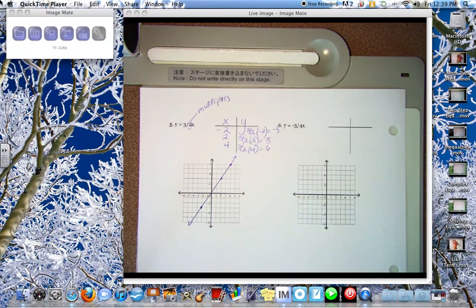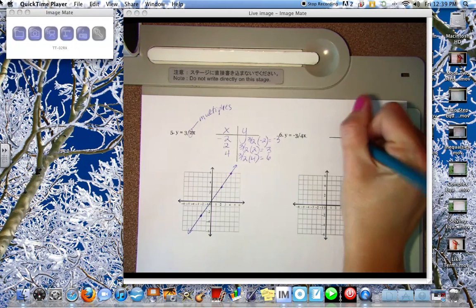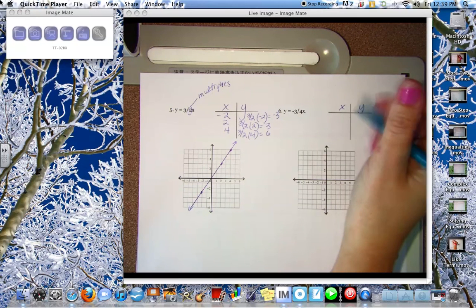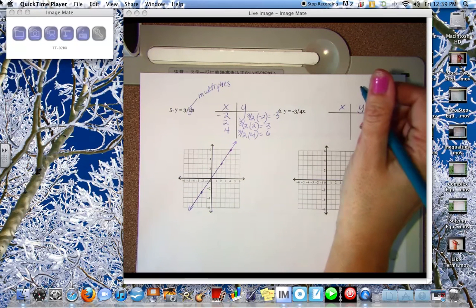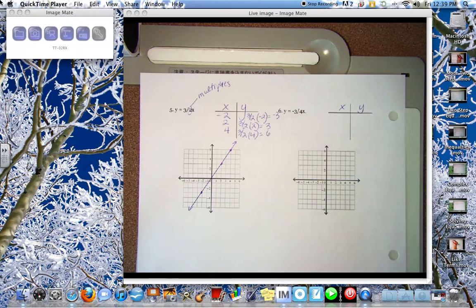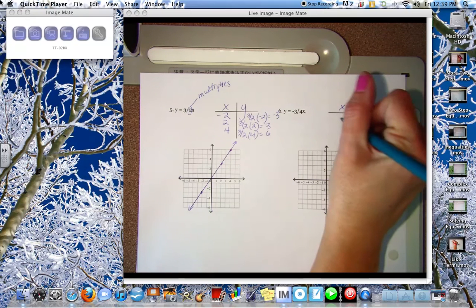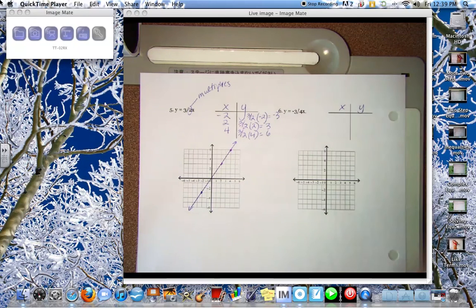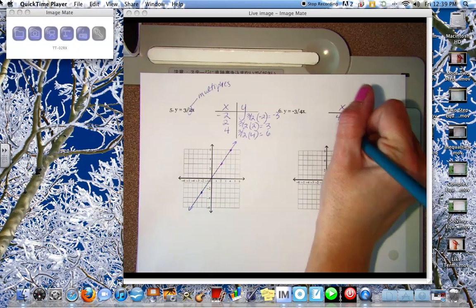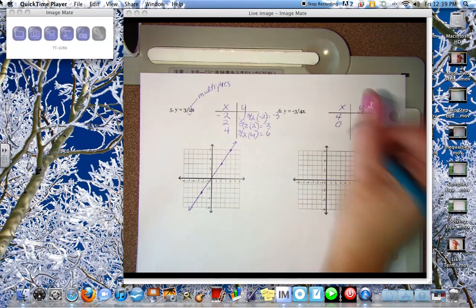Example 6, y equals -3/4 x. So we need to choose values for x. Dominique, what do you want to use? Pick a value for x. Now remember, we want to use multiples of 4. All right, 8. You can't use 8 though, because it won't fit on here, will it? 4. Okay. We could use 0. What else could we use? -4.